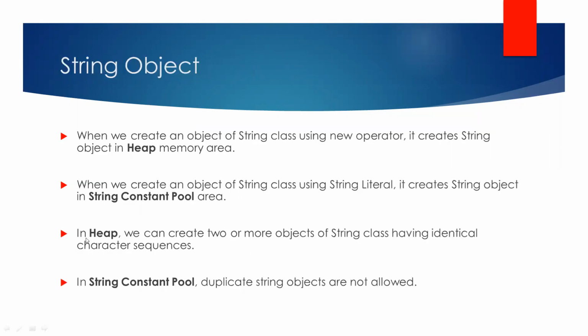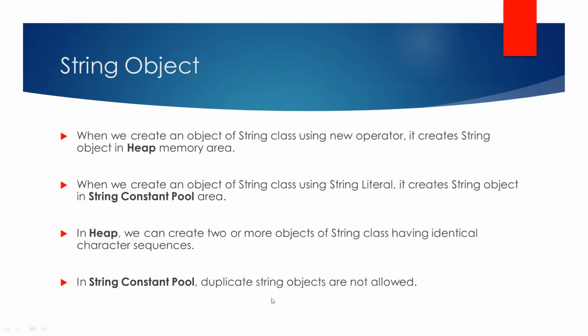Third point, in heap memory area, we can create two or more objects of the string class having identical character sequences. Means in heap, we can have duplicate objects. Duplicate means the same type of object that consists of the same sequence of characters. But in a string constant pool, duplicate string objects are not allowed.